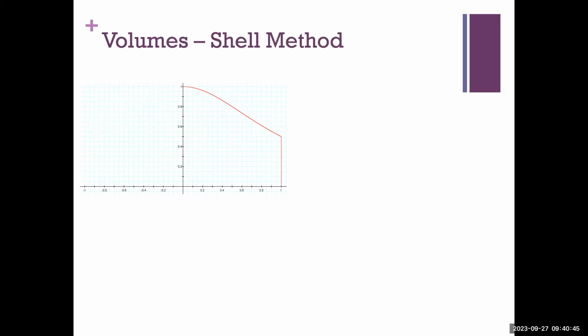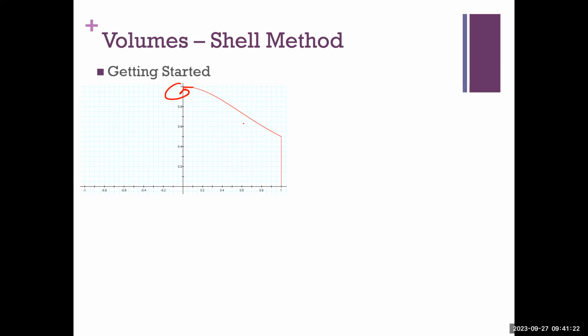Now the shell method works this way. If I want to revolve something around a vertical axis, I need to express it in terms of y. Or if I wanted to revolve around a horizontal axis, I need to express it in terms of x. So this thing right here, I want to revolve this around the y-axis, which based on everything we've done with volumes, you need to set up an integral in terms of y. That won't always be possible, or it'll be far more difficult.